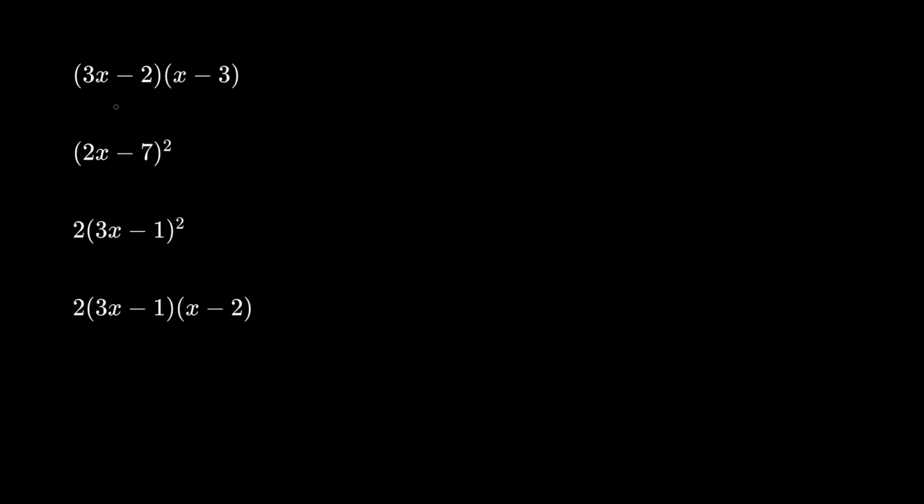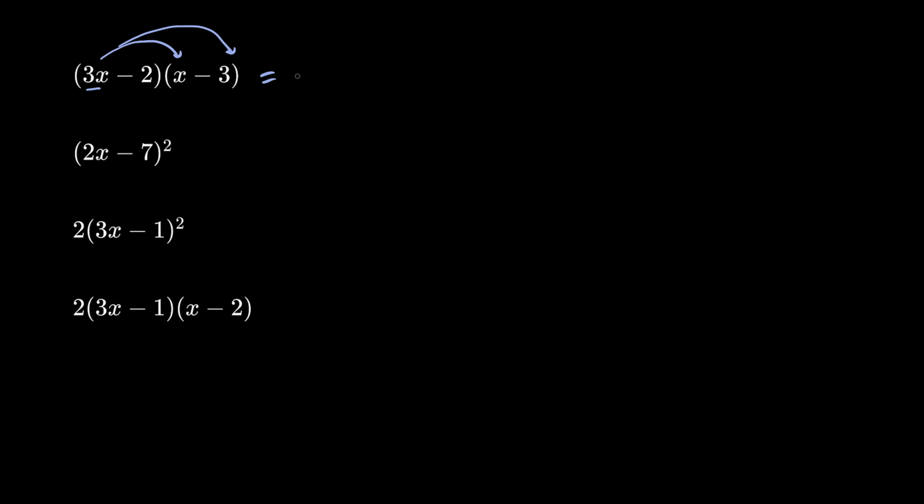Let's continue multiplying polynomials. Here we have another binomial times a binomial. So we're going to use FOIL: first, outside, inside, last. So this is like you feeding the dog, feeding the cat.